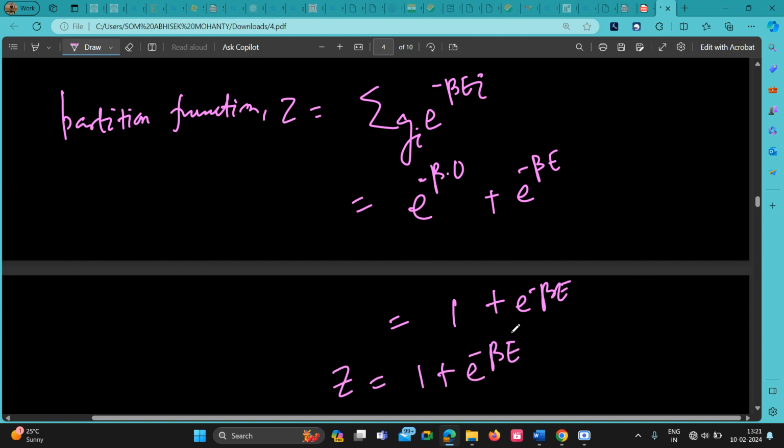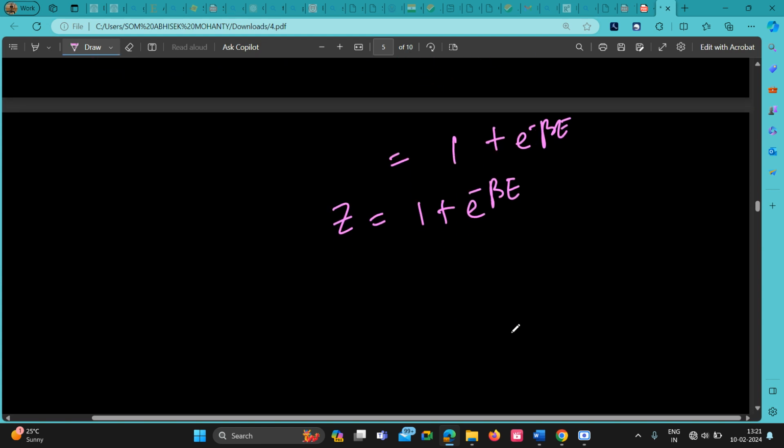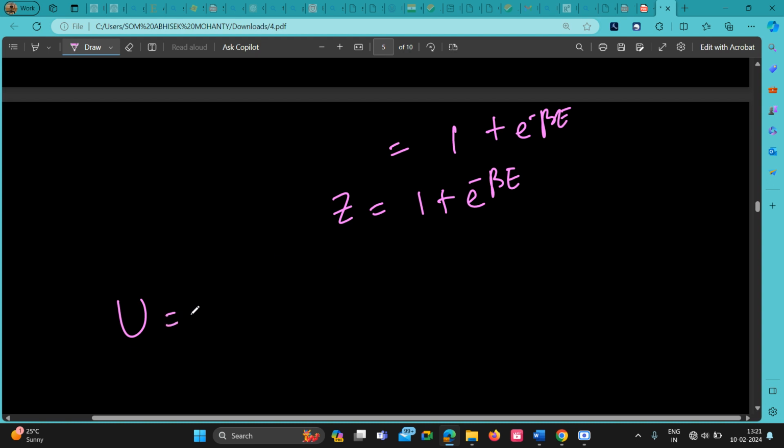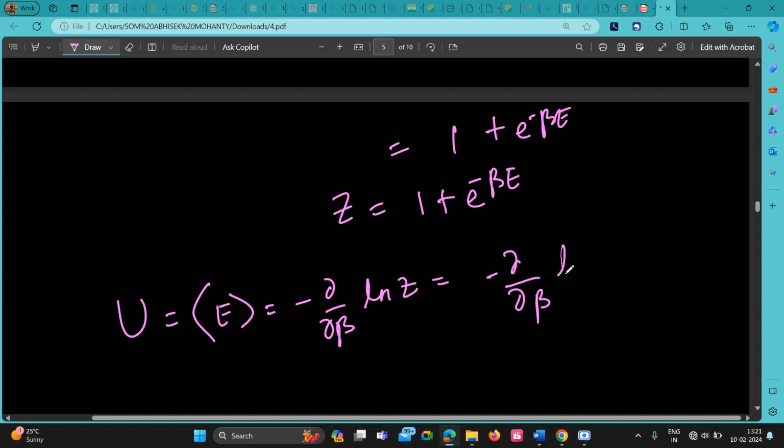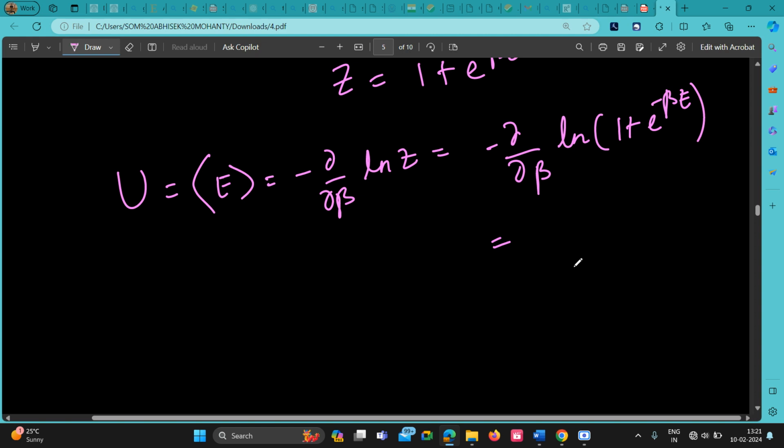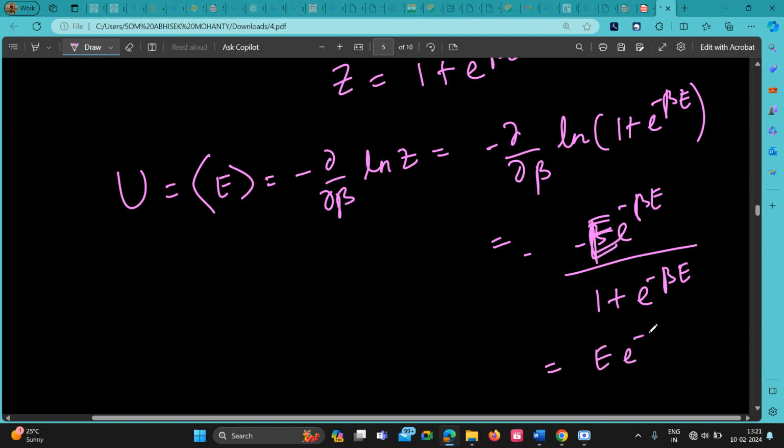We are asked for the specific heat. First of all, the formula for mean energy is minus del by del beta of ln Z. So minus del by del beta of ln of 1 plus e to the minus beta E. That gives minus 1 over 1 plus e to the minus beta E, and now the derivative of this is minus E e to the power minus beta E. So minus minus plus, so e to the power minus beta E divided by 1 plus e to the power minus beta E, times E. This is our U.